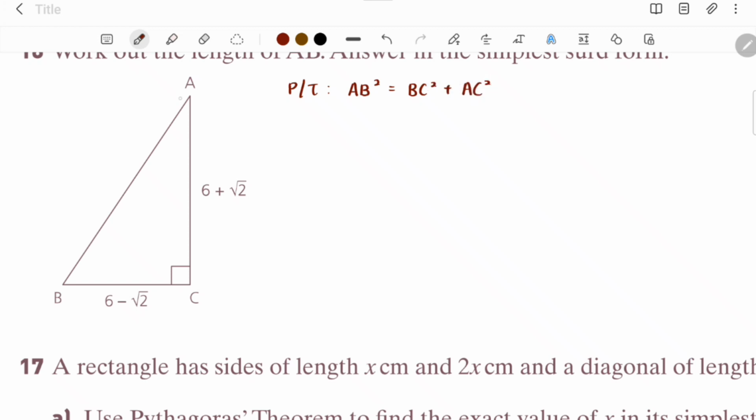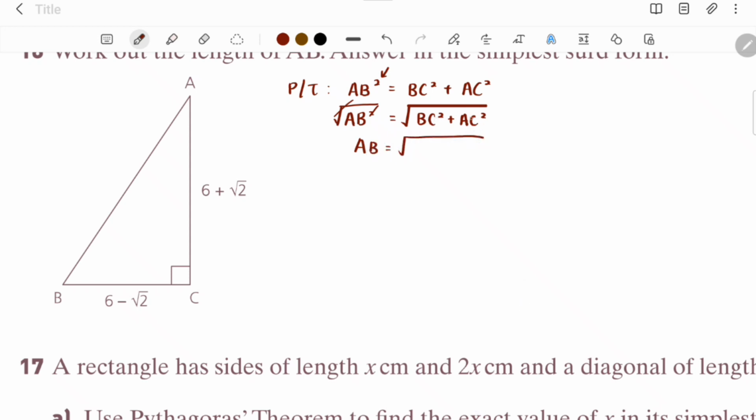Okay, so to find AB, we have to remove this square sign. To remove the square, we have to square root both sides. So AB squared, we square root this side and the right hand side. When there's square root and square, it will cancel out each other. So AB equals this one.